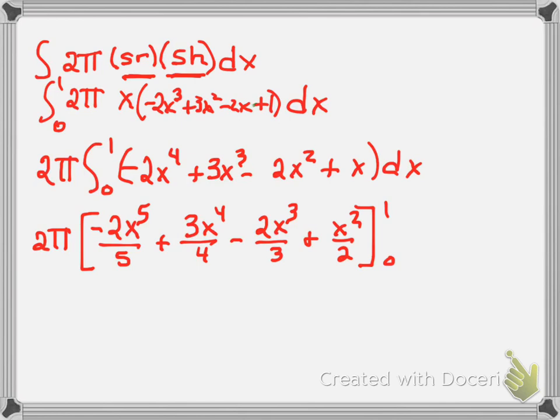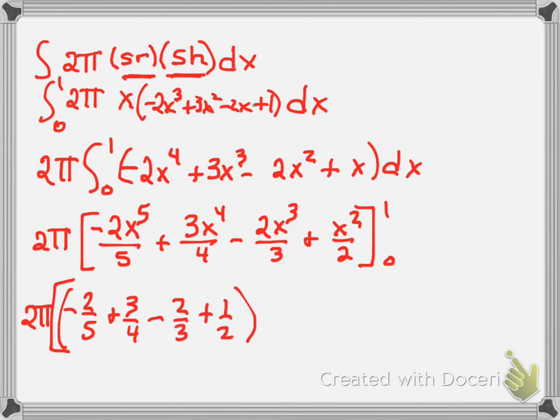And so now I just need to plug in my 0 and my 1 and multiply everything by a 2 pi. So if I do that, I plug in the 1, I'm going to get a negative 2/5 plus 3/4 minus 2/3 plus a half. Lots of fractions there. And then if I plug in the 0, I'm going to get 0 in all of them. So now I need a common denominator for 5, 4, 3, and 2.